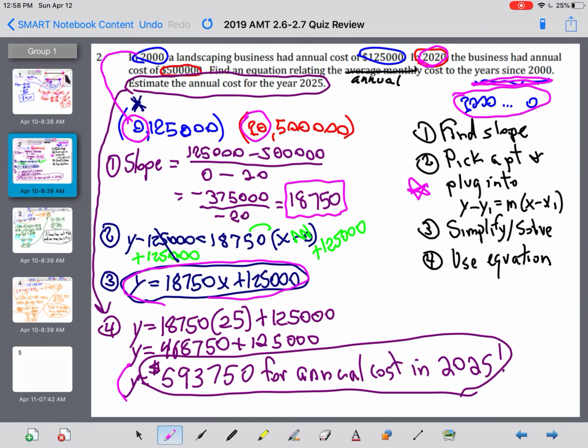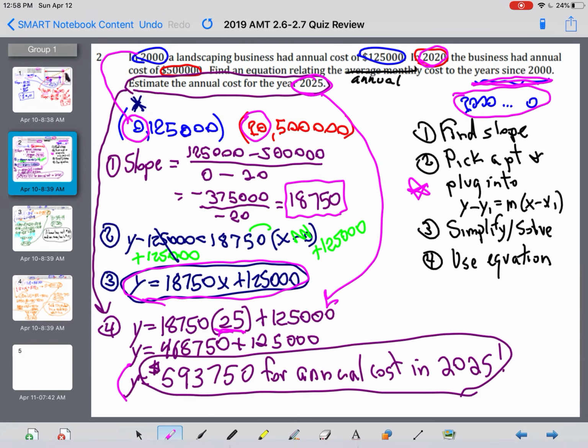right here. And then I used the equation with the year 2025, and that led me to plugging in 25 here. Again, since year 0 was 2000, for the year 2025, my x was 25. And I plugged it in and calculated and got a bit more than $500,000 for the annual cost. Moving on to the next problem.